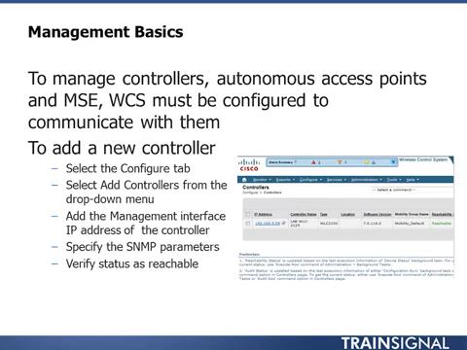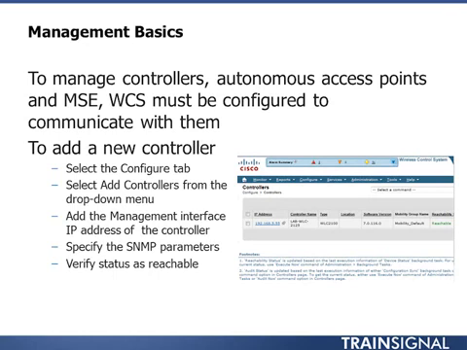Now, in order to manage and push down configurations to controllers and autonomous access points, the wireless control system needs to be configured to be able to communicate between the wireless control system and the controllers, between the wireless control system and the autonomous access point, between the wireless control system and the mobility service engine. And we're going to do that communication using SNMP.